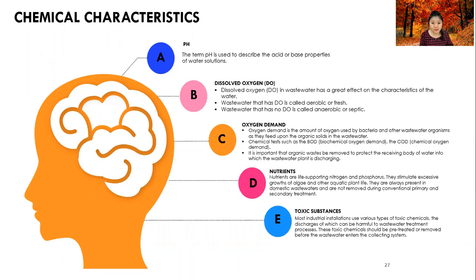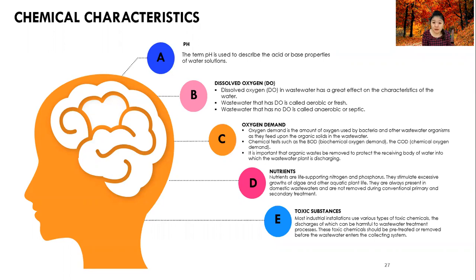Okay. So oxygen demand is the amount of oxygen used by the bacteria or other wastewater organisms. From here we can know how many microorganisms or bacteria are contained in the wastewater. It also helps us calculate how we're going to proceed to the next step, and how much chemical reagent we need to remove it. So it is important that the organic waste be removed to protect the receiving body of water into which the wastewater plant is discharging.